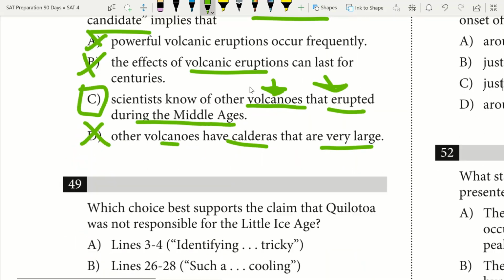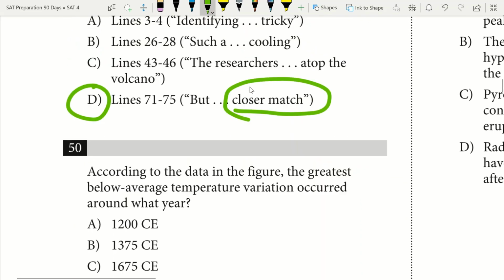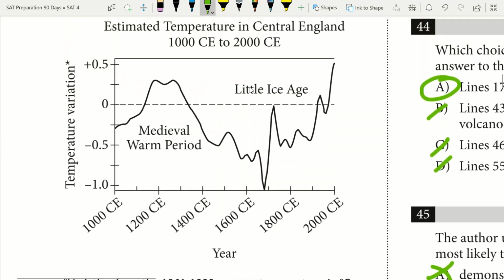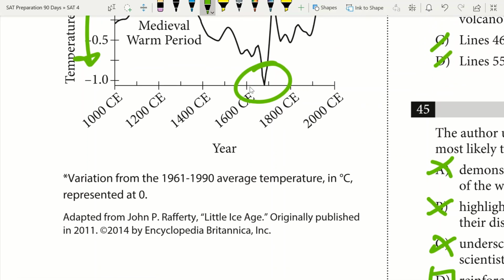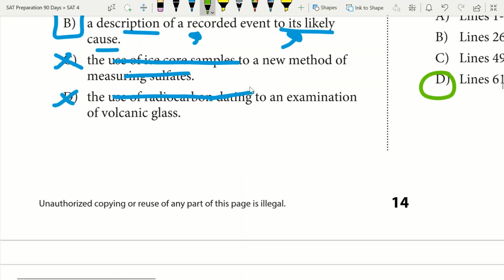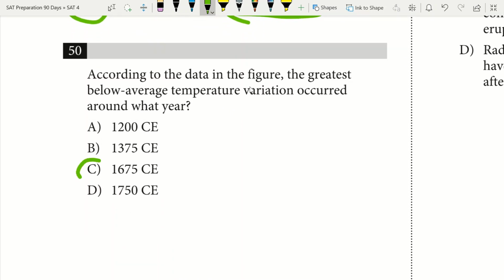All right, so now at this point we've got question 50. According to the data in the figure, the greatest below average temperature variation occurred around what year? Well, let's go take a look for that greatest below average temperature variation. I see that occurs here. That's my greatest decrease, or the lowest point. That's going to be just before 1700, so right around 1670-ish is what I'd be looking at as an answer choice there. I see that I got 1675, so my answer would be C for number 50.